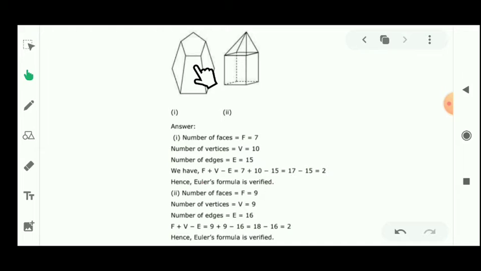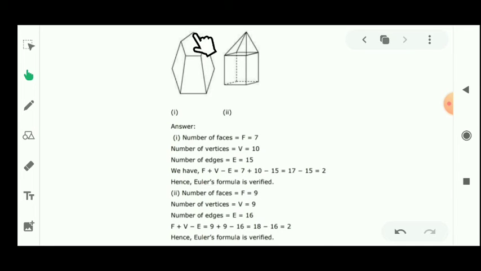Let's see the vertex. Count the corner of this figure. 1, this one, 2, 3, 4, 5, 6, 7, 8, 9 and 10 is also there because it is hidden. So how many vertex are there? 10.